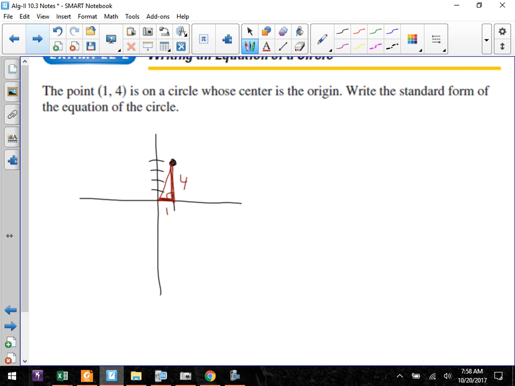Now, in this case, what's your radius going to be? So, if the radius is going to be 2, how can you have a radius that happens to be shorter than the side length of the right triangle? Last time I checked, quick, what's 4 squared plus 1 squared? Wrong! 4 squared plus 1 squared.